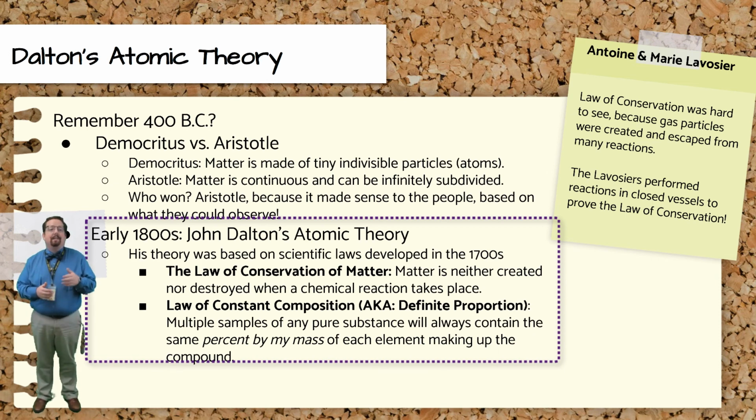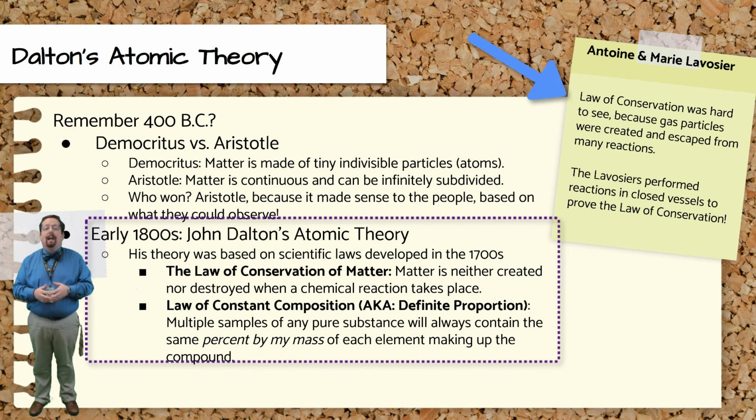To understand Dalton's theory, you have to understand what was going on during the time. During the 1700s, there were two very important scientific laws that came about: the law of conservation of matter and the law of constant composition, also known as the law of definite proportions. The law of conservation of matter states that matter cannot be created nor destroyed when a chemical reaction takes place. This was hard to prove during the 1700s because many reactions that were performed created products that included gases. These gases would escape and it would look like you lost some mass.